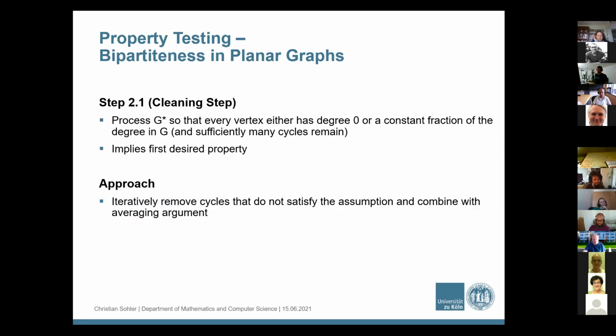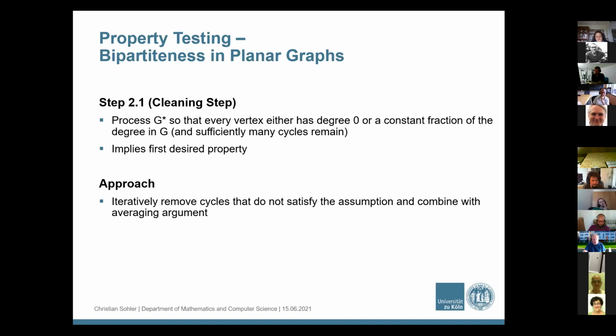So the first step is some sort of cleaning step, which essentially makes sure that every vertex either has degree 0 or a constant fraction of its degree in the original graph G. And also we want to have that sufficiently many cycles remain. And if we make sure that this is true, then this implies that the first property is true. So why is this the case?